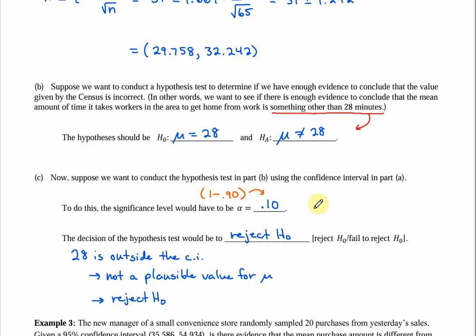Then from there, we can make a decision. So is 28 inside the confidence interval? If I look up here at the confidence interval, no, it's not. It's too small since the lower endpoint is 29.758. So 28 comes in below that. That's outside the interval. So if 28 is outside the interval, it's not a plausible value for mu, which means that we should reject the null here, again just like in the last example.